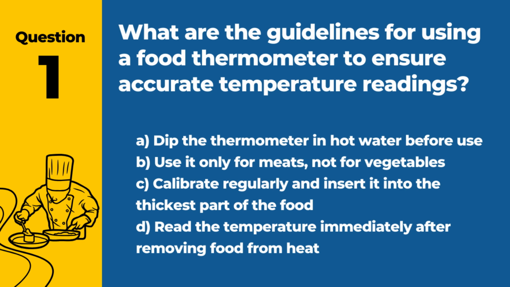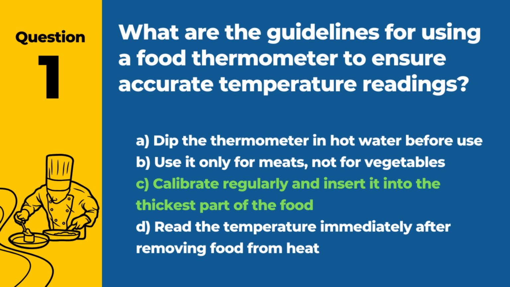Question 1. What are the guidelines for using a food thermometer to ensure accurate temperature readings? A. Dip the thermometer in hot water before use. B. Use it only for meats, not for vegetables. C. Calibrate regularly and insert it into the thickest part of the food. D. Read the temperature immediately after removing food from heat.